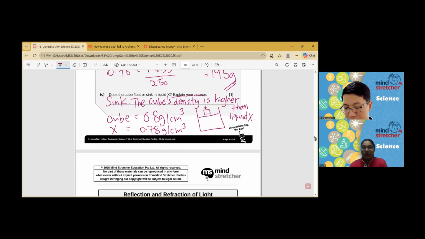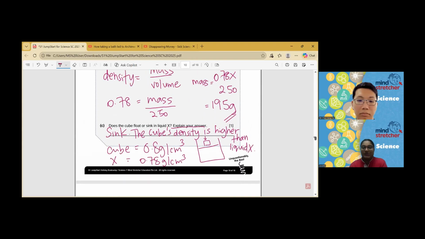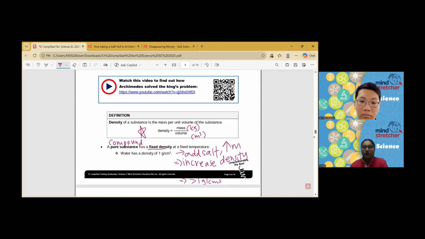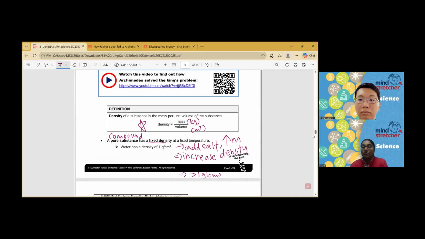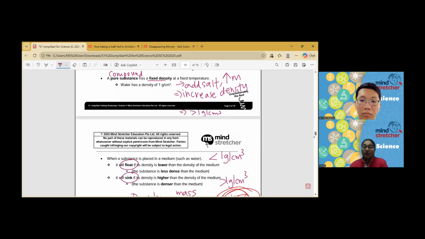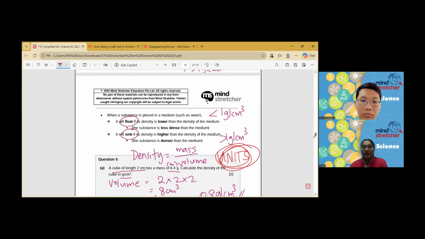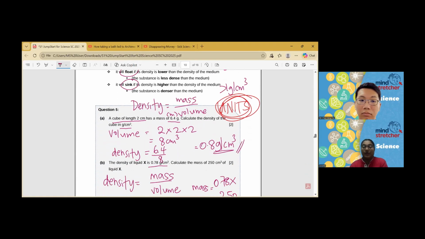Okay, moving on to the next one, which is light. So this is the end of density. So just a quick summary. What I need to know, only the formula, and to be able to compare if something will float or sink in a medium based on the density of the medium as well. Okay, and please do not forget your units.